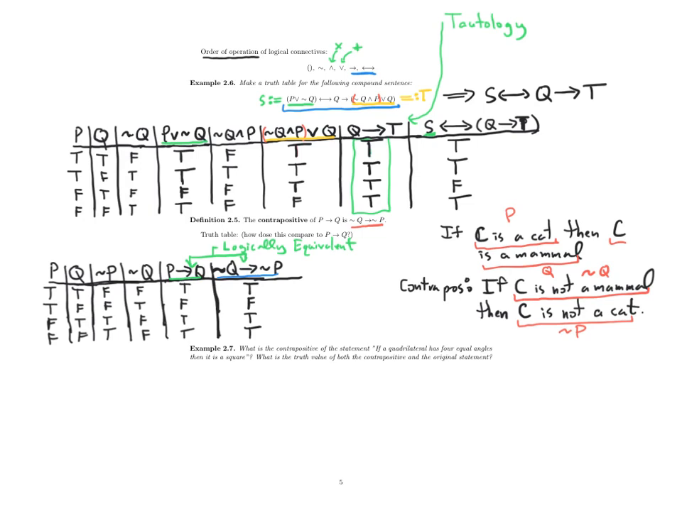Maybe pause the video now and try example 2.7 here. We have a conditional statement here. If a quadrilateral has 4 equal angles, then it is a square. So write out the contrapositive of that and determine if it's always true. See if you can find a situation where it's not. If you can, that's called a counterexample. So pause the video now and try that.